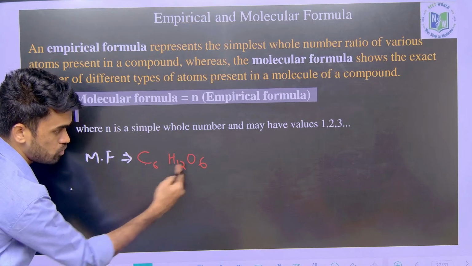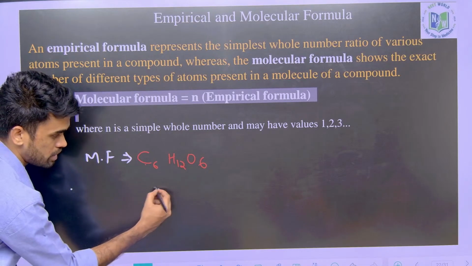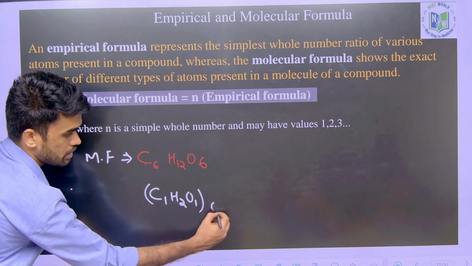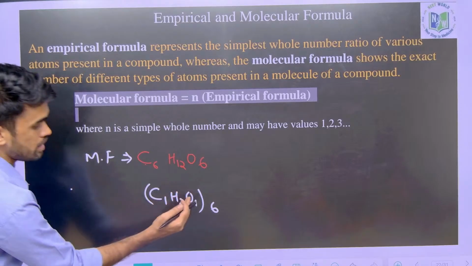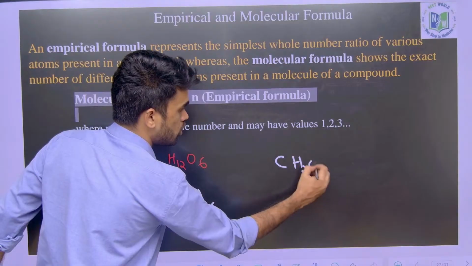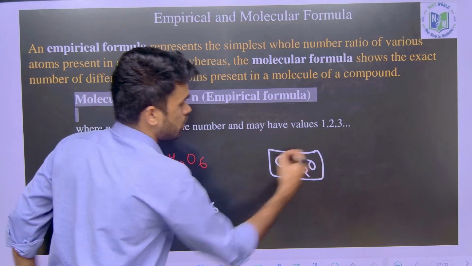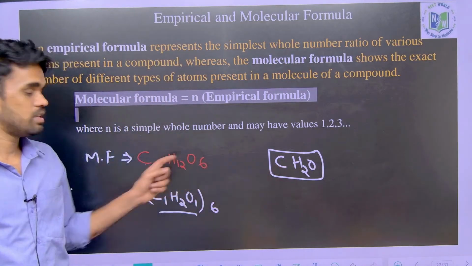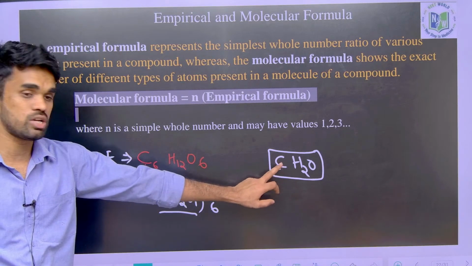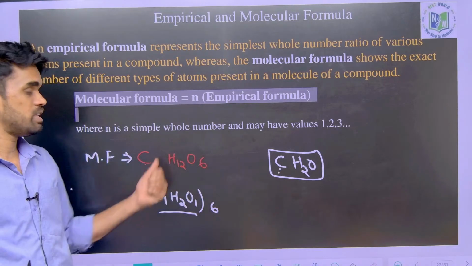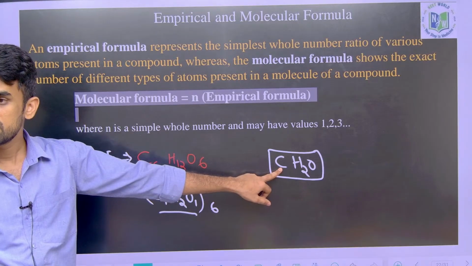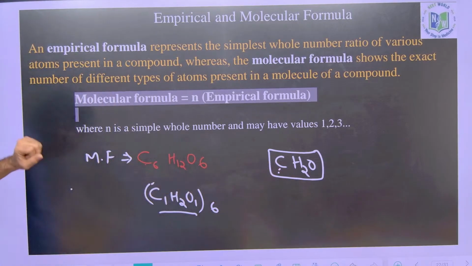See, I can remove 6 here, take C1 H2 O1. So what I have taken here outside is 6. So whatever formula you got here, what is that? CH2O. So this is the simplest representation of this chemical formula. You can call this kind of simplest representation the empirical formula for this molecular formula. So what is the empirical formula of glucose? CH2O.